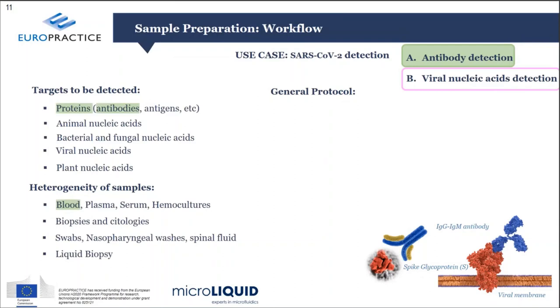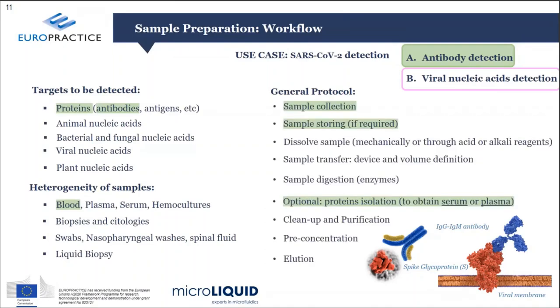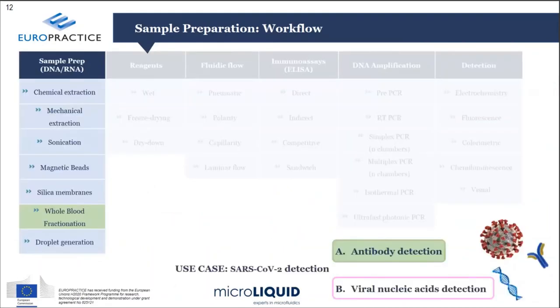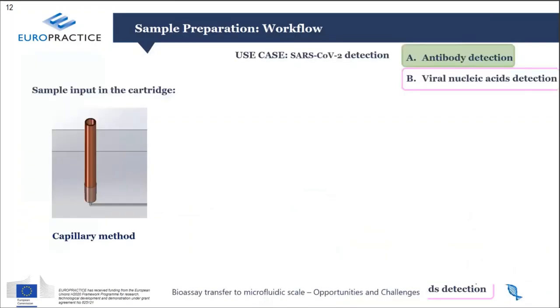We can then select the sample. It could be a different one. Let's start with blood. So we will use a blood sample, and then we run a protocol. A protocol that we can select as an example is: we collect the sample, we store it in a microfluidic device in order to perform the assay, and then we do the protein isolation. So we will catch the protein exactly from the general sample of blood. That would be, within the list I just described before, the whole blood fractionation methods.